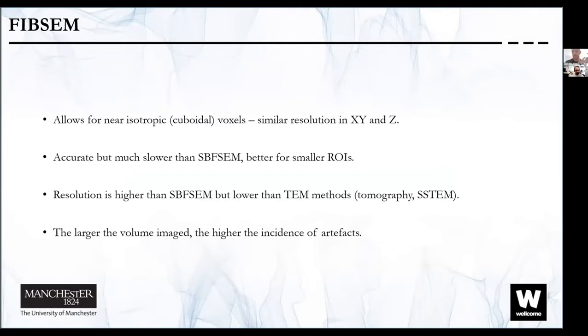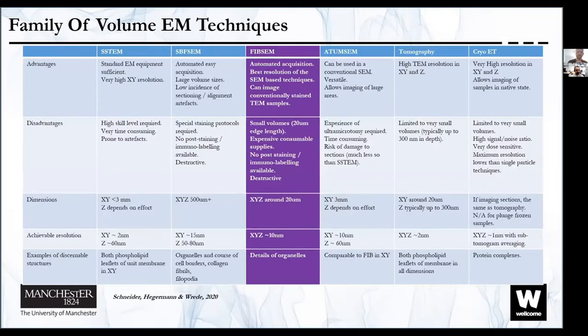And importantly, the more you image with this technique, if you imagine when you're milling away with your focused ion beam, you're creating a lot of contaminants in the chamber. So this means as the run progresses, it's prone to artifacts, which is a limiting factor. And the maximum volume you can do is around 20 by 20 by 20 microns, so significantly smaller than SBF-SEM.